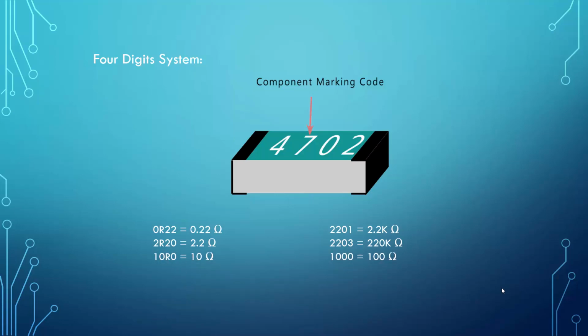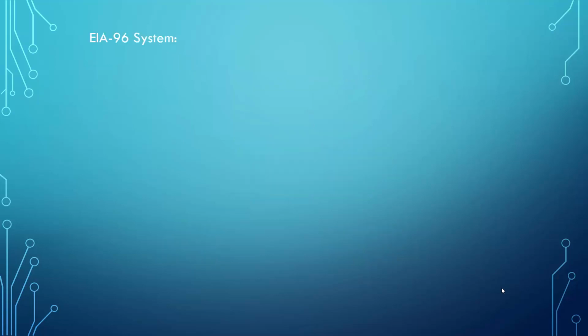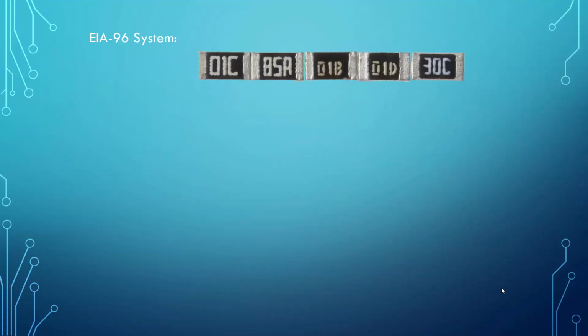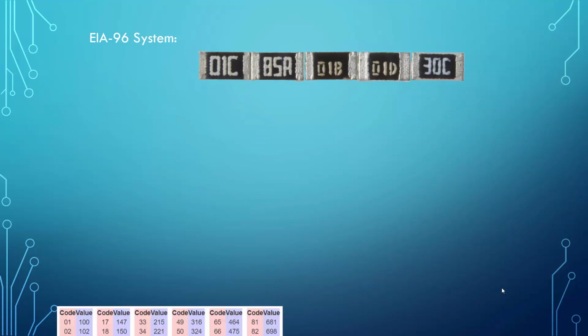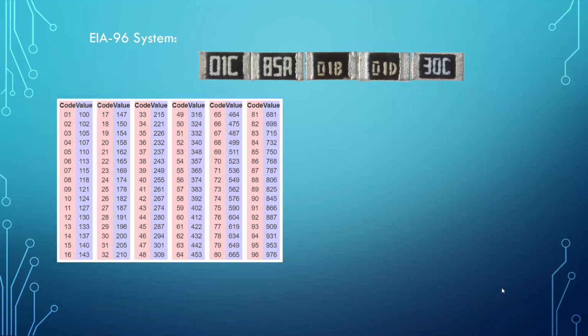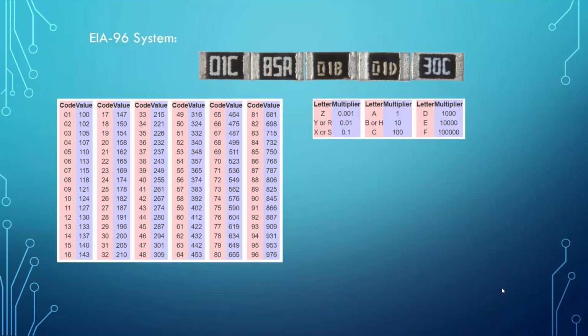10R0 will be equal to 10 ohms, and 1000 will be equal to 100 ohms. Recently, a new coding system has appeared on 1% SMD resistors. The first 2 numbers will tell us the 3 significant digits of the resistor value depending on a lookup table, and the third marking, a letter, will indicate the multiplier. Let's look at some examples under this system.